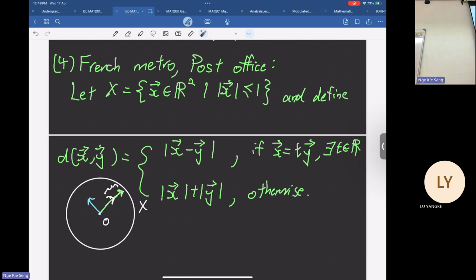So try and check that this actually satisfies positivity, symmetry, and the triangle inequality. Try and check that this metric satisfies the three properties. I think it should be quite straightforward, but you just need to write it out. Got any questions? Okay, so exercise: check that this defines a metric.